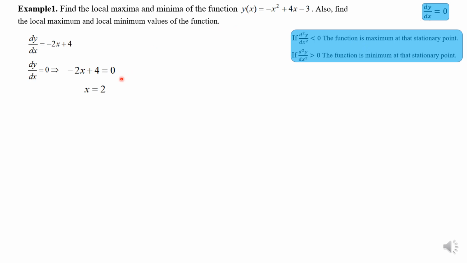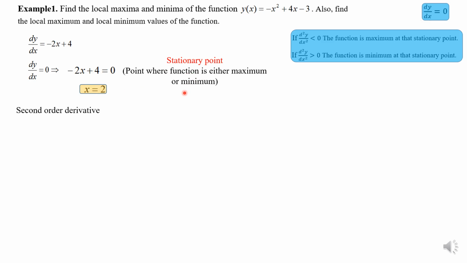So definitely you will get x is equal to 2. This is the stationary point. A stationary point will have either maxima or minima. x is equal to 2 is the stationary point. Now we need the second order derivative, so differentiate it again. Which function will you differentiate? You will differentiate the first order derivative. Are you getting this? x is equal to 2 is the point where it will have either maxima or minima. We do not know right now whether it is maxima or minima, but we will check using these steps. So the second order derivative is -2, straightforward.